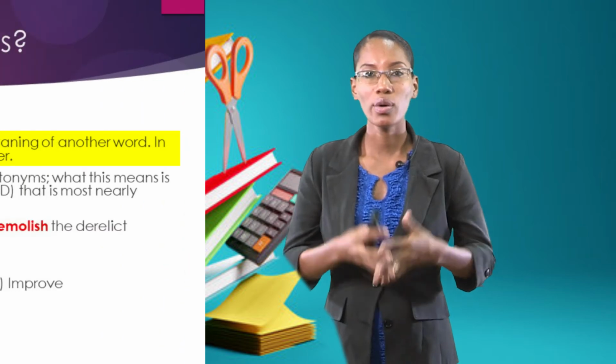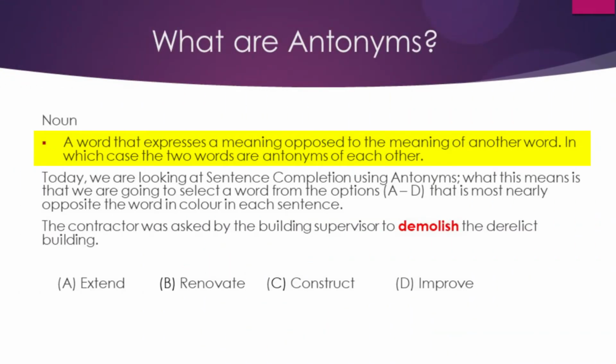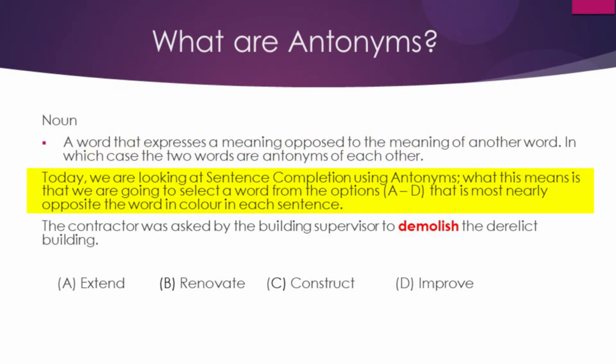Let's begin. So what are antonyms? Of course, an antonym is a noun. It is a word that expresses a meaning opposite to the meaning of another word, in which case the two words are antonyms of each other. Today, we're looking at sentence completion using antonyms. What this means is that we are going to select a word from the options A to D that is most nearly opposite the word in color in each sentence.